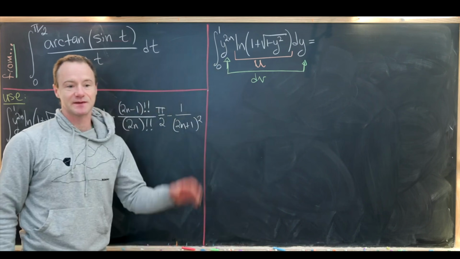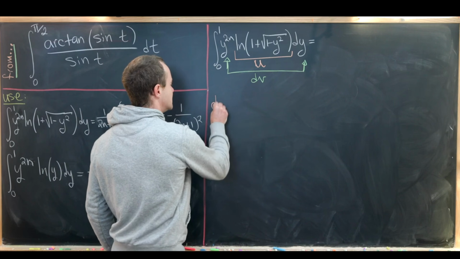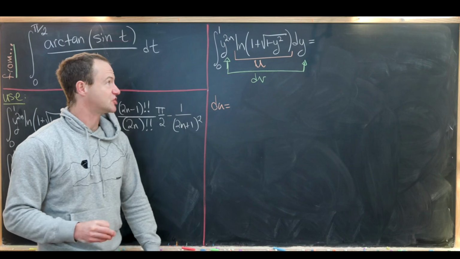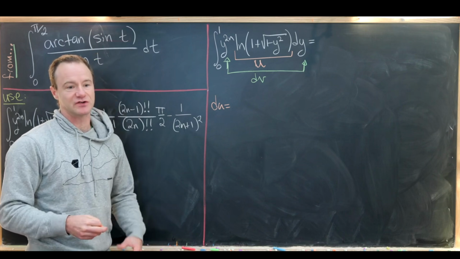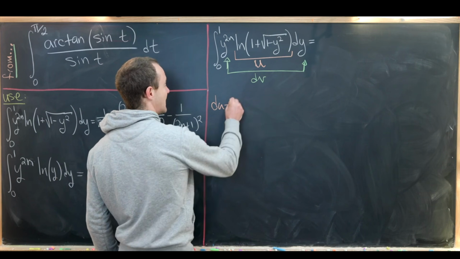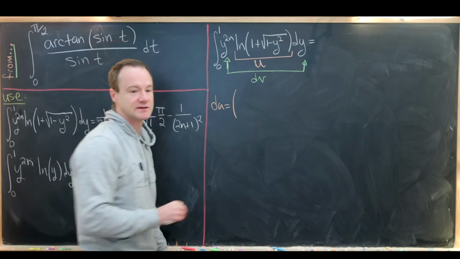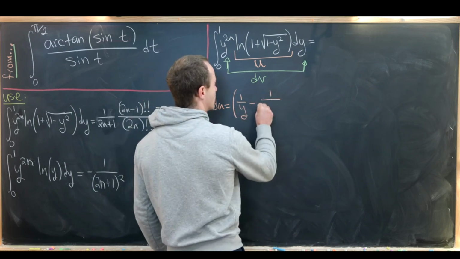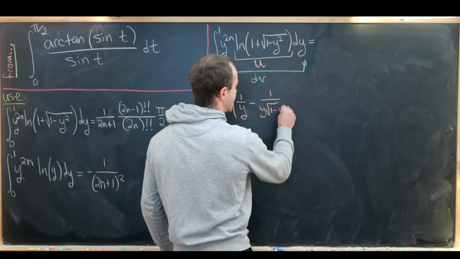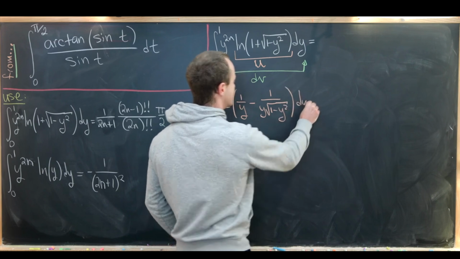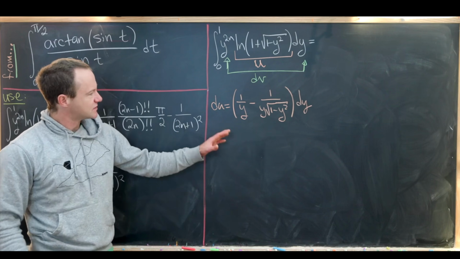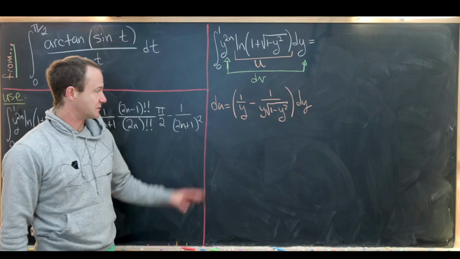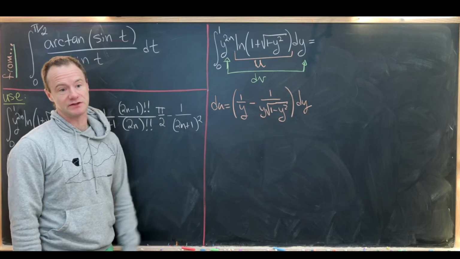Okay, so with that substitution, what does that give us? So du, which I won't calculate with all of the details, you have to use the chain rule along with a bunch of other standard derivative rules, simplifies down to the following object. So we've got 1 over y minus 1 over y times the square root of 1 minus y squared dy. So that's our du term. Like I said, if you need to pause and practice that derivative just to convince yourselves that that's the case, maybe go ahead and do that.